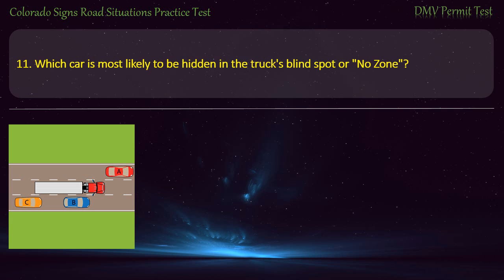Question 11. Which car is most likely to be hidden in the truck's blind spot or no zone? Car C. Car A. Car B. Answer. Car B.